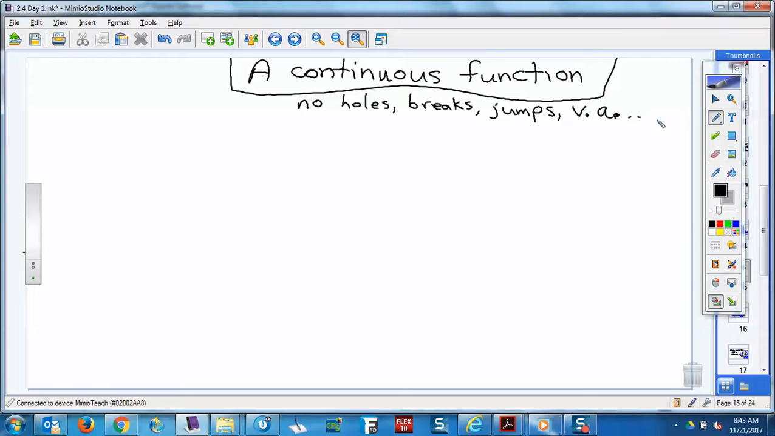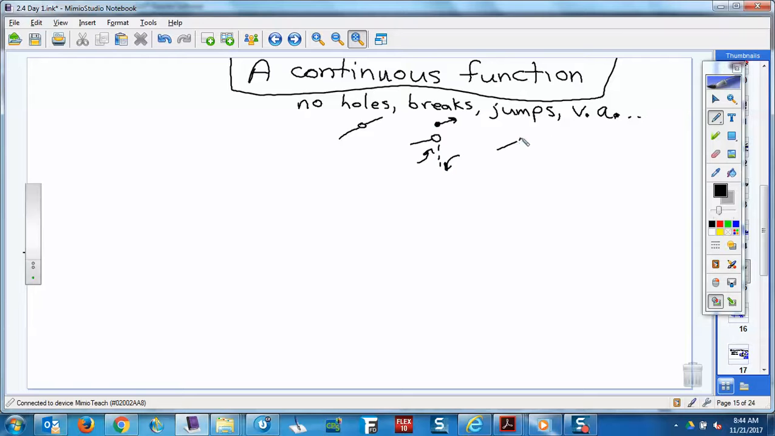Because this plays right into the idea of limits. So a continuous function. A function is continuous if it doesn't have any holes or breaks or jumps or vertical asymptotes, which is really a break. A vertical asymptote is really a break. Okay? We know what we mean by a hole. A break would be something like this, or it could be a vertical asymptote situation like that.